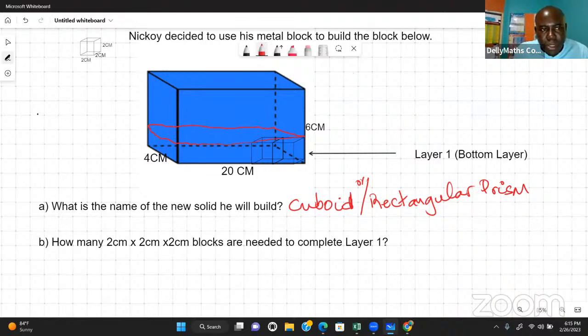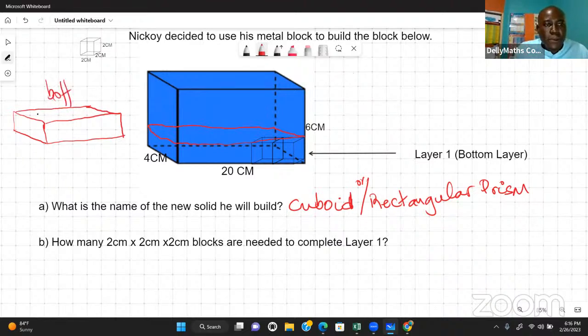If I take it aside, I'm going to do something beside it. The bottom layer will have a 4x20, but it's going to go up by 2, right? Because remember, the cube is 2 centimeters high. So this is my bottom layer. The bottom layer is going to be a 4x20, but going up 2 here because the cube is that tall. How many of them would fit there?